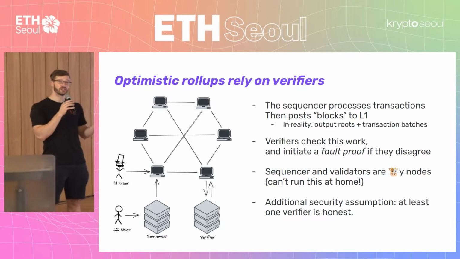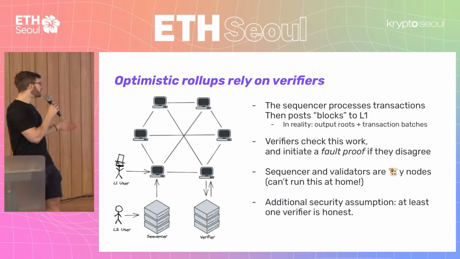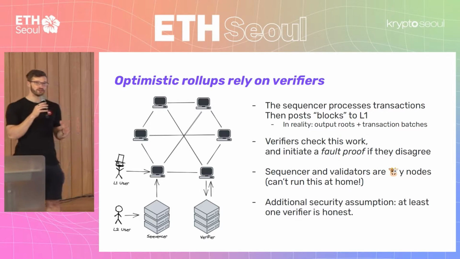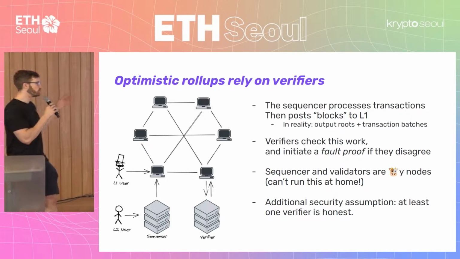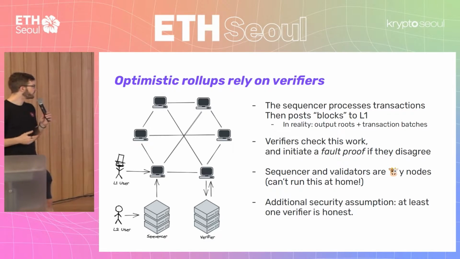So if they detect such a case where they disagree with the result of the sequencer, what they can do is something called a fault proof. So this is a process in which on Ethereum, they are going to challenge the result. And this presentation is really about explaining how this fault proof process works. How can we be secure, right?